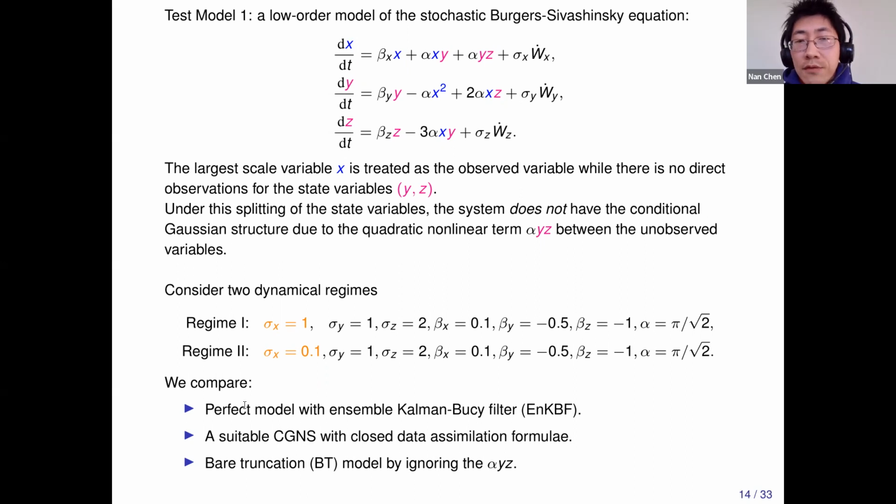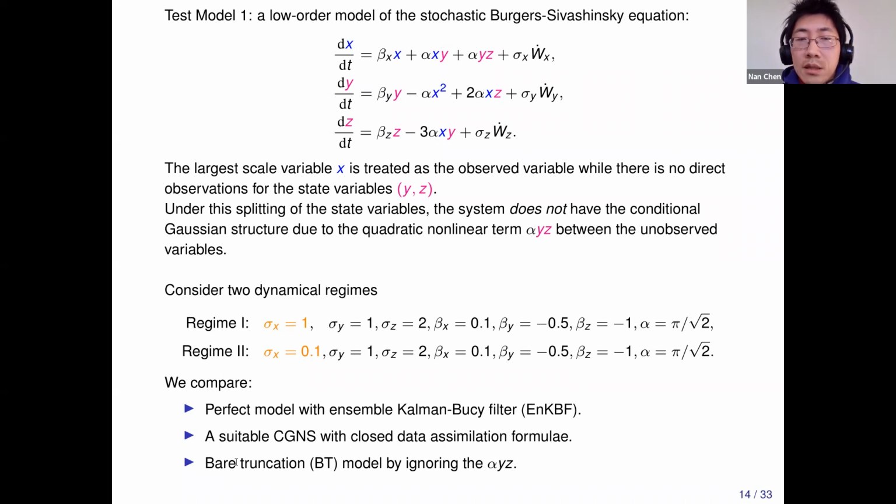We'll compare three different methods for data assimilation. The first method is we will use this perfect model as our forecast model. So there's no model error, but we will use an ensemble-based method, which is the classical method. And the second method is we try to start from this model, but we approximate this term using the method we proposed previously to build a conditional Gaussian nonlinear system. And then we can use the closed form of our data assimilation scheme.